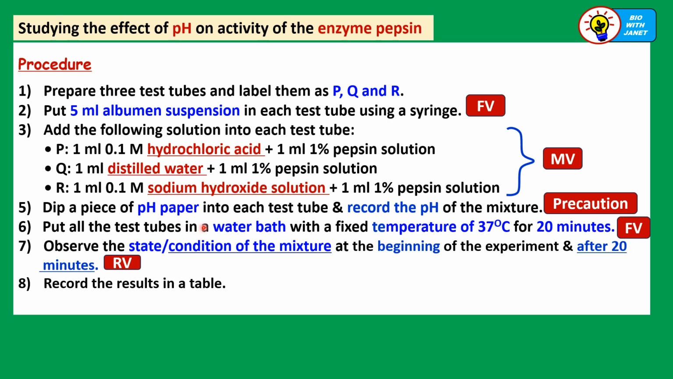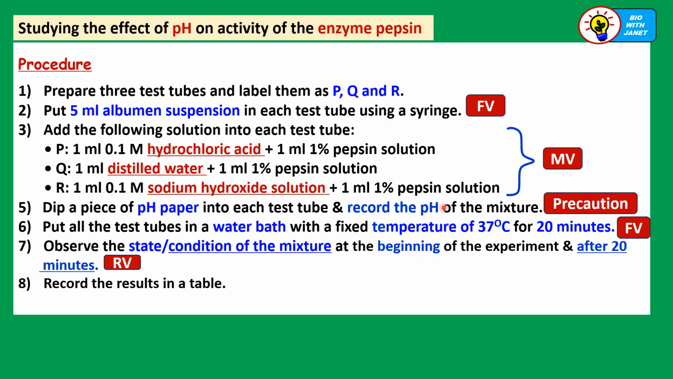Okay, so dip a piece of pH paper into each test tube and record the pH of the mixture, right, by using the scale shown on the pH container. Okay, by referring to the color, once you dip the pH paper into the solution, then the pH paper will be of a certain color. So you compare to the chart, okay, to decide what's the pH of the reaction medium. Now, this can be taken as a precaution, that is to find out the exact pH of the mixture, right?